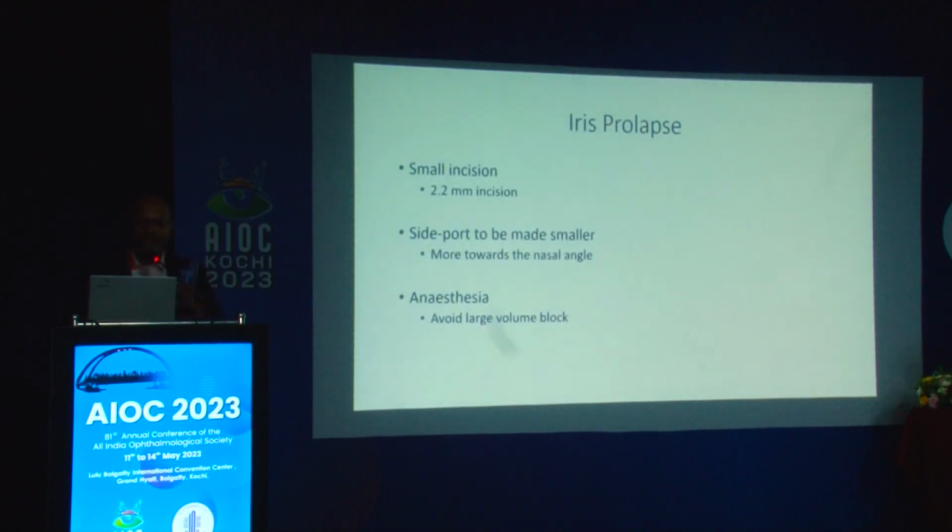Smaller incision, I already mentioned. Iris prolapse, to avoid that, use a 2.2 incision or even smaller. Move towards the nasal angle so that the introduction of the suture into the trabeculum Schlemm's canal is easy, and avoid large volume block.